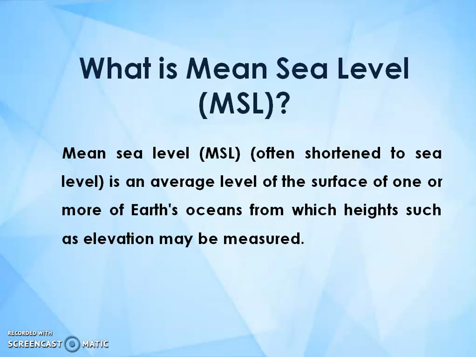But to know the sea level change, we have to know the main empirical term, that is the mean sea level, because with respect to the present mean sea level, we can measure how sea level fluctuations occur, whether it is rising or falling. So mean sea level is an average level of the surface of one or more of Earth's oceans from which heights such as elevation may be measured.